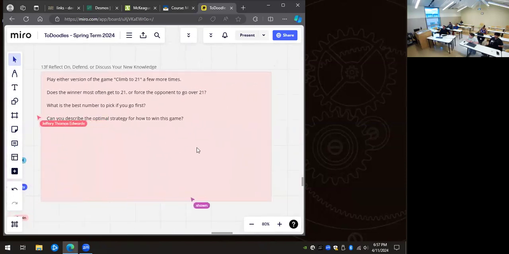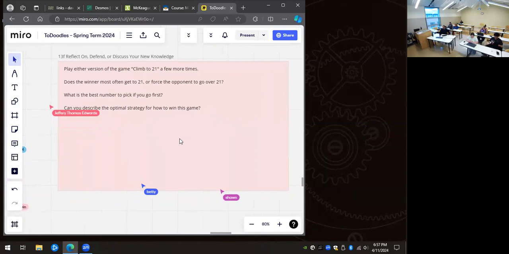Okay, so if you were to play this more, some things to think about. Do you normally win by getting to 21 or by forcing them to go over? Both. I would say getting it to 21. Okay, we don't have time in class to play this 10 times. What time is it? 7:50. But maybe if you care, you could try it over the weekend with friends or family and see.